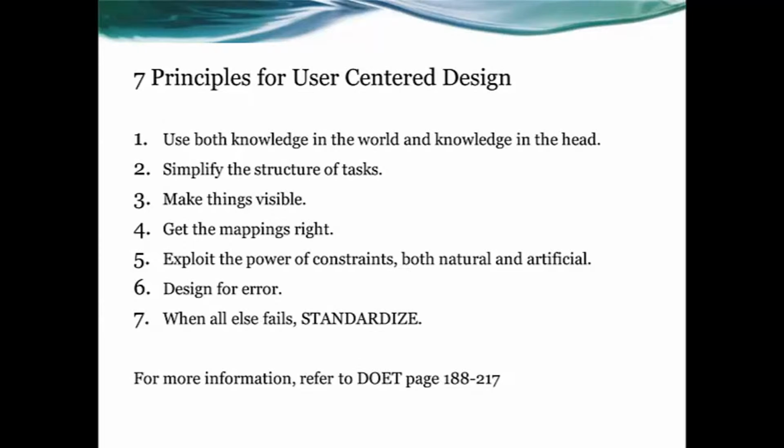3. Make things visible. Users need to know what actions they can perform and the results of these actions. The system state should be readily available. The thing to keep in mind here is that we're not just talking about being able to see visually, but that these should be apparent to a user who cannot see the screen as well.